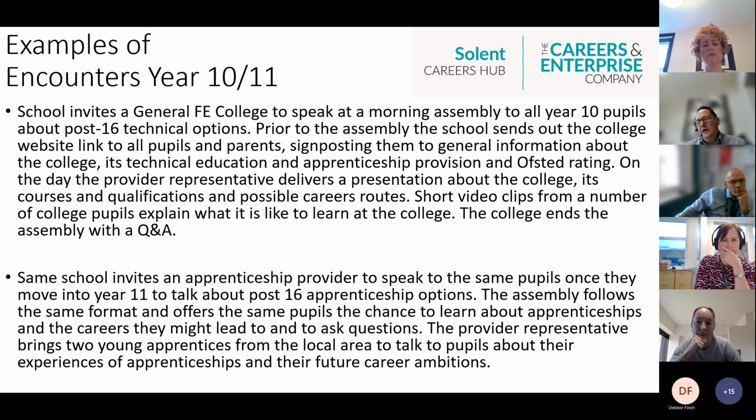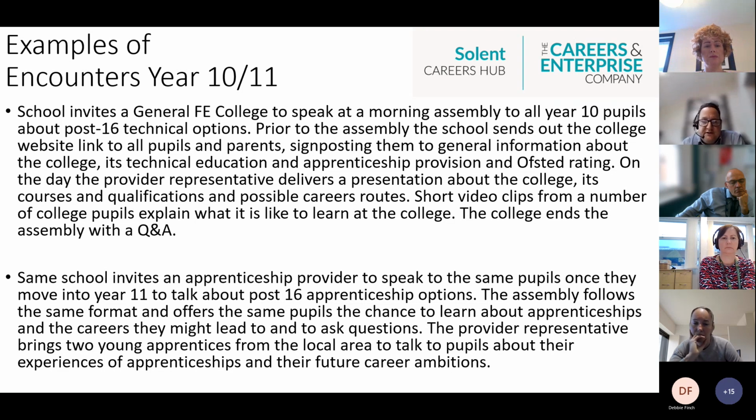Another thing to pick up on is the whole progression routes. Looking at providers saying that if my young person wants to do a level 2 apprenticeship in health and social care, they can then use that qualification and go on to do something like level 4 in a nursing discipline. So it's all about where those opportunities are.